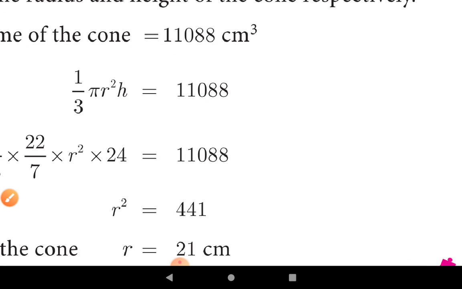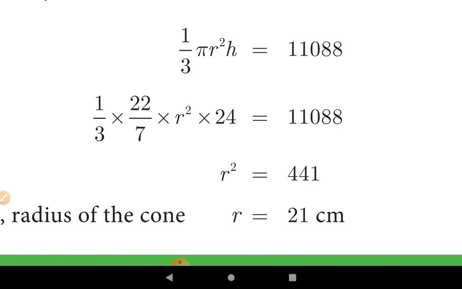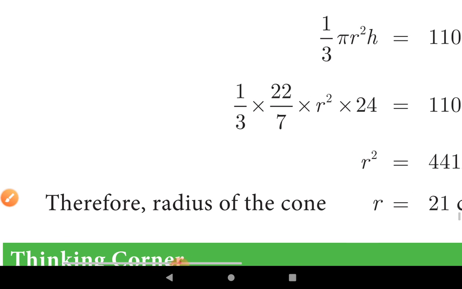Now we can solve this here. Up to this you can note down: 1 by 3 pi r square h is equal to 11088. Now 1 by 3 value is written, pi value is 22 by 7, r value we don't know, we have to find r, and h value is 24, right? I hope you understood this step. Now next step we'll do here.